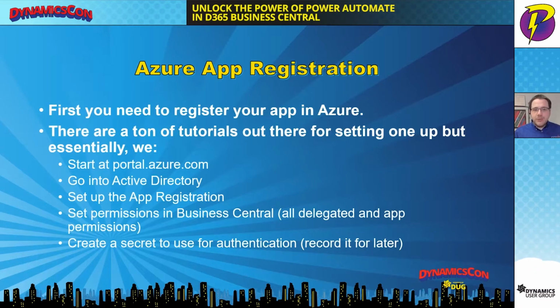You go into Active Directory, set up your app registration. It gives you the client ID, all kinds of things like that you need to just keep and record for later. So the client ID, the tenant ID, all those important numbers you're going to need to plug in a little bit. You're going to need to set the permissions for that app for Business Central. You're going to need to give it basically all the delegated and app permissions just to make sure that it can do what it needs to do.